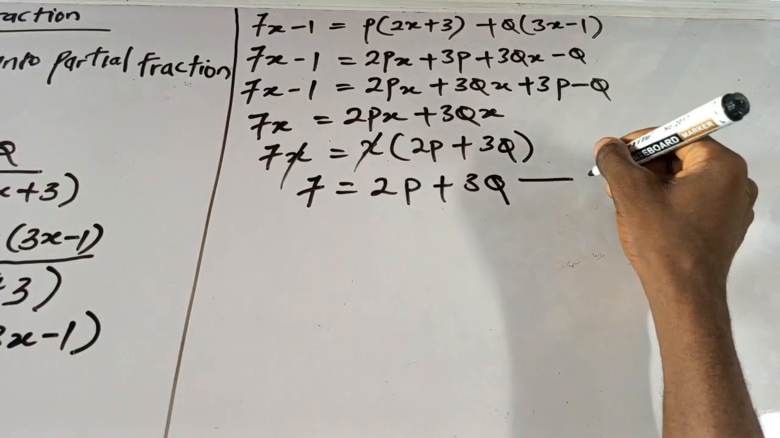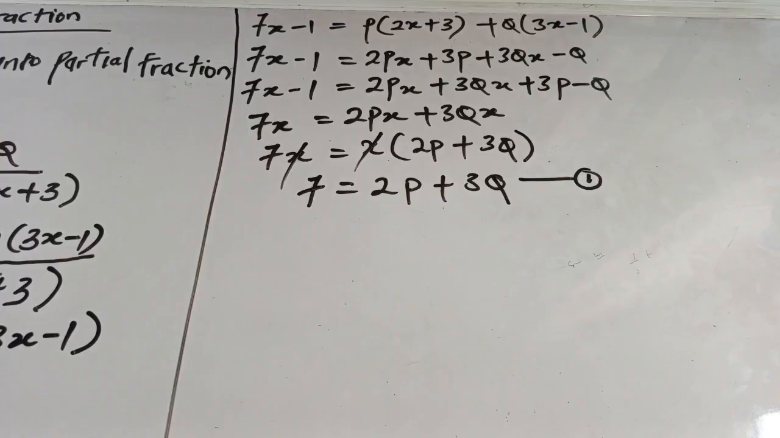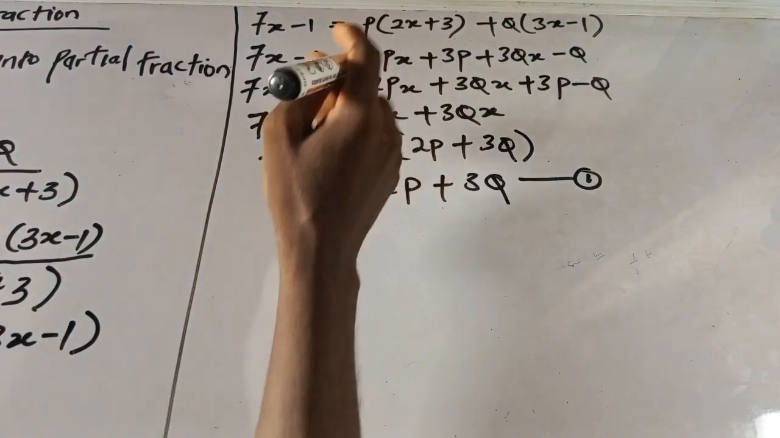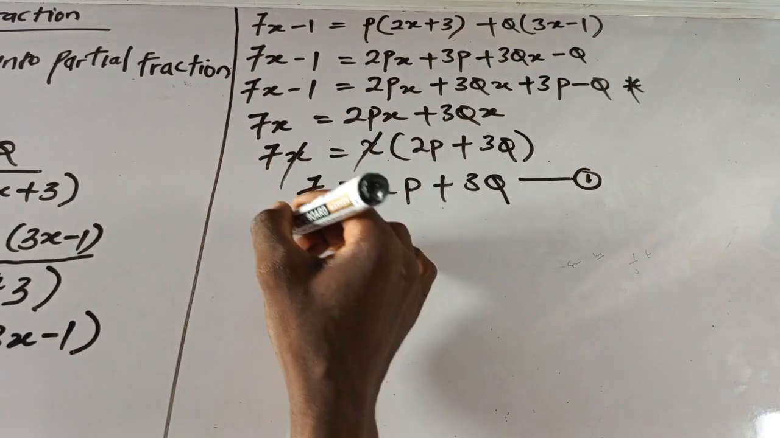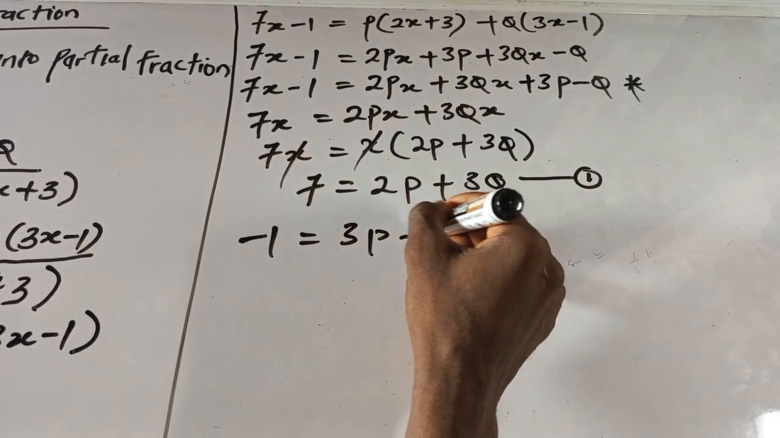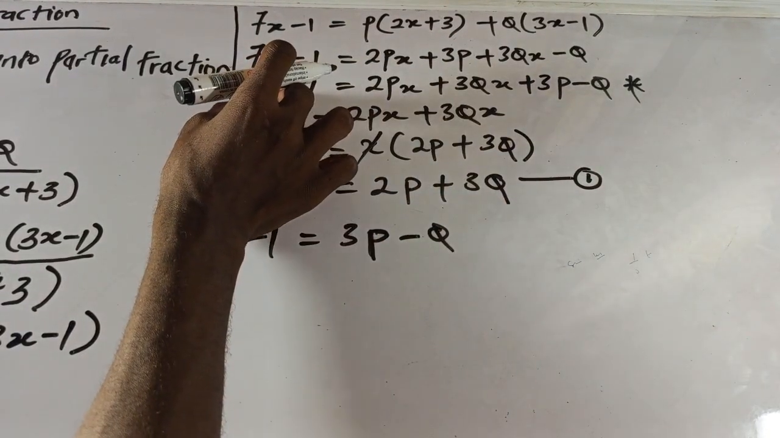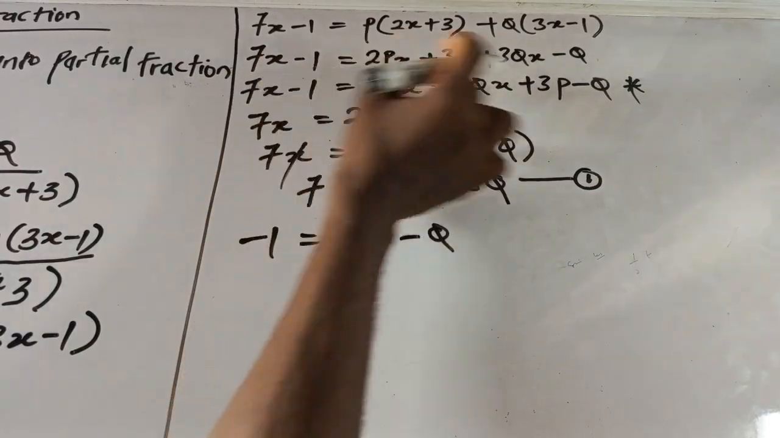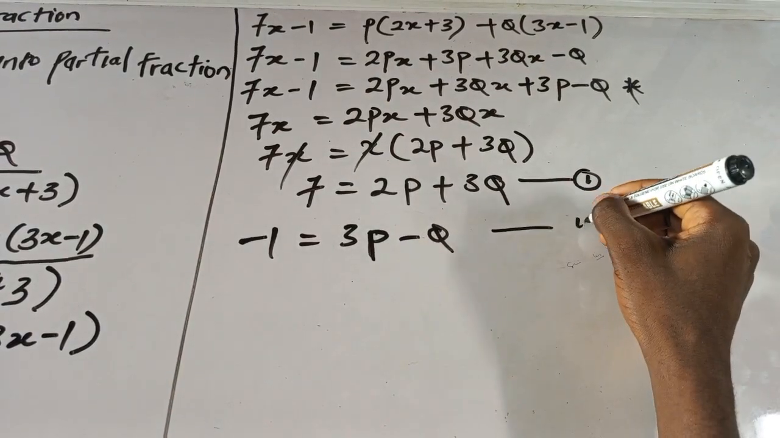All right, we can label this as our equation 1. So next, let's see how we can get our equation 2. From this same equation here, we compare the terms without x. So we have -1 equals 3p minus q. You are comparing the one that has x with the 7x here, and the one that doesn't have x with the one that doesn't have x here, isn't it? So this is my equation 2.